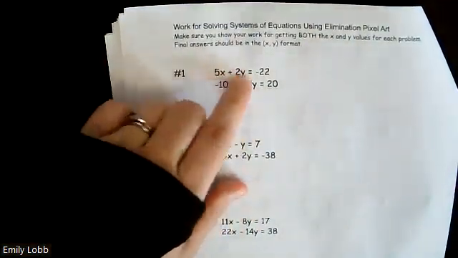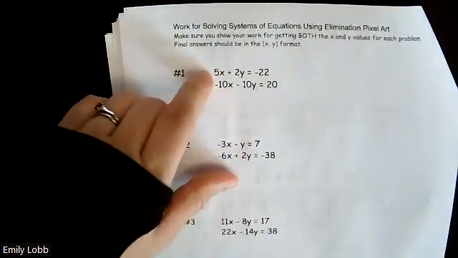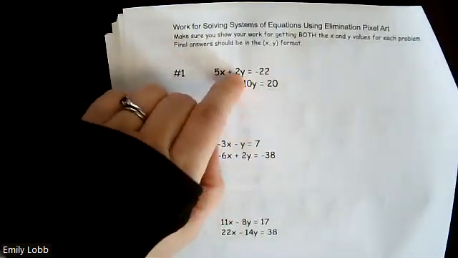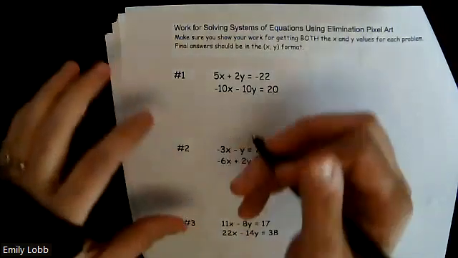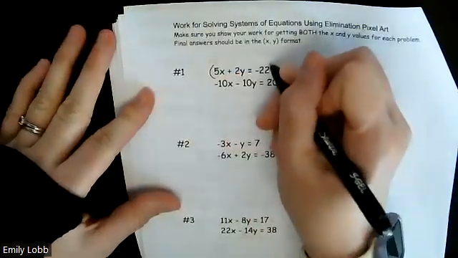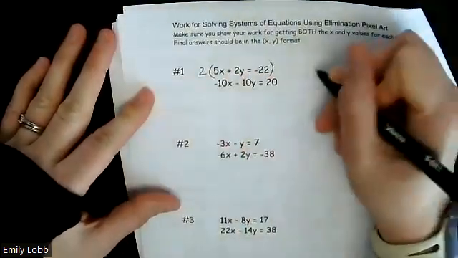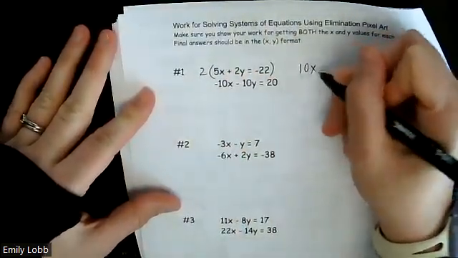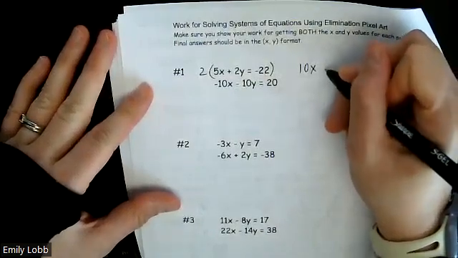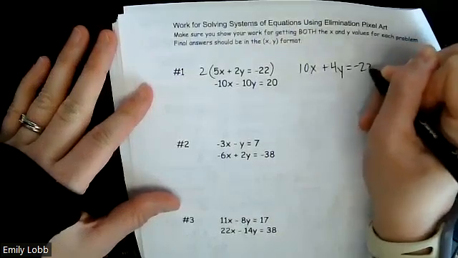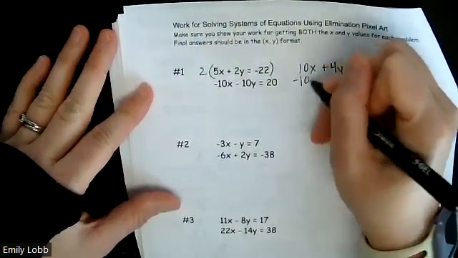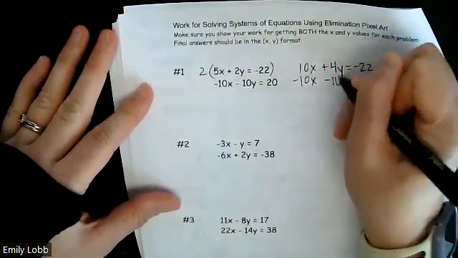We can multiply this whole thing by 2 to get it to be 10x, or we can multiply this whole thing by 5 to get this to be 10y. You want to go by 2? So if I multiply a 2 through here, I have 10x plus 4y is equal to -22. And then I would recopy down that bottom.